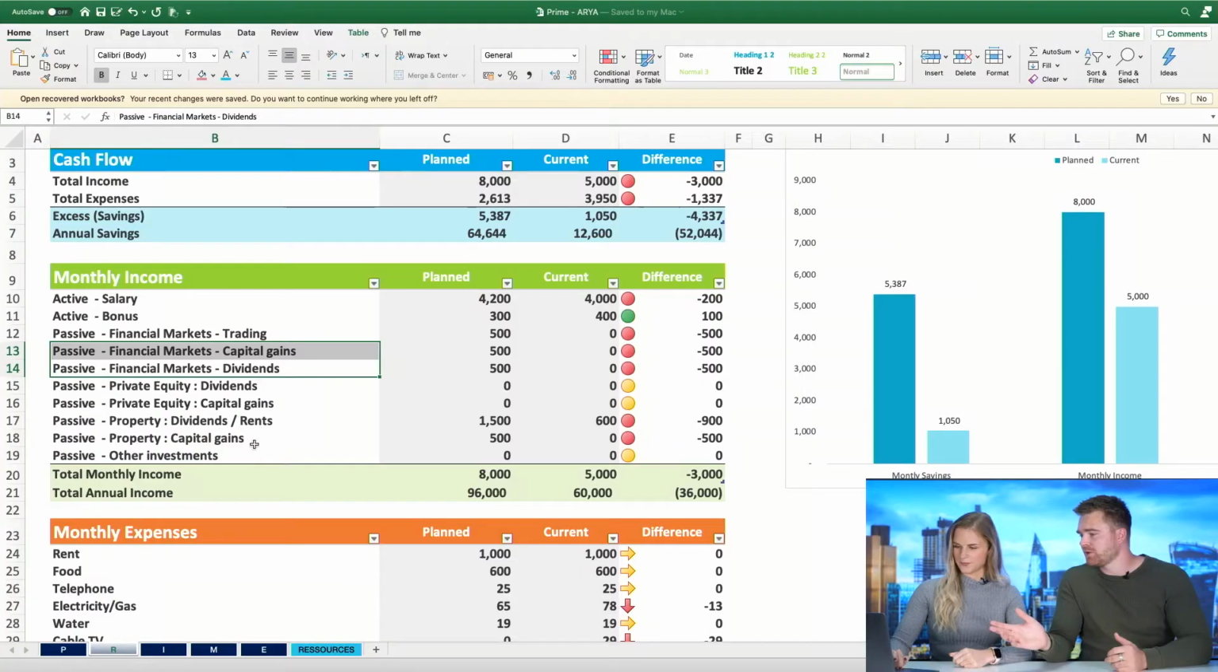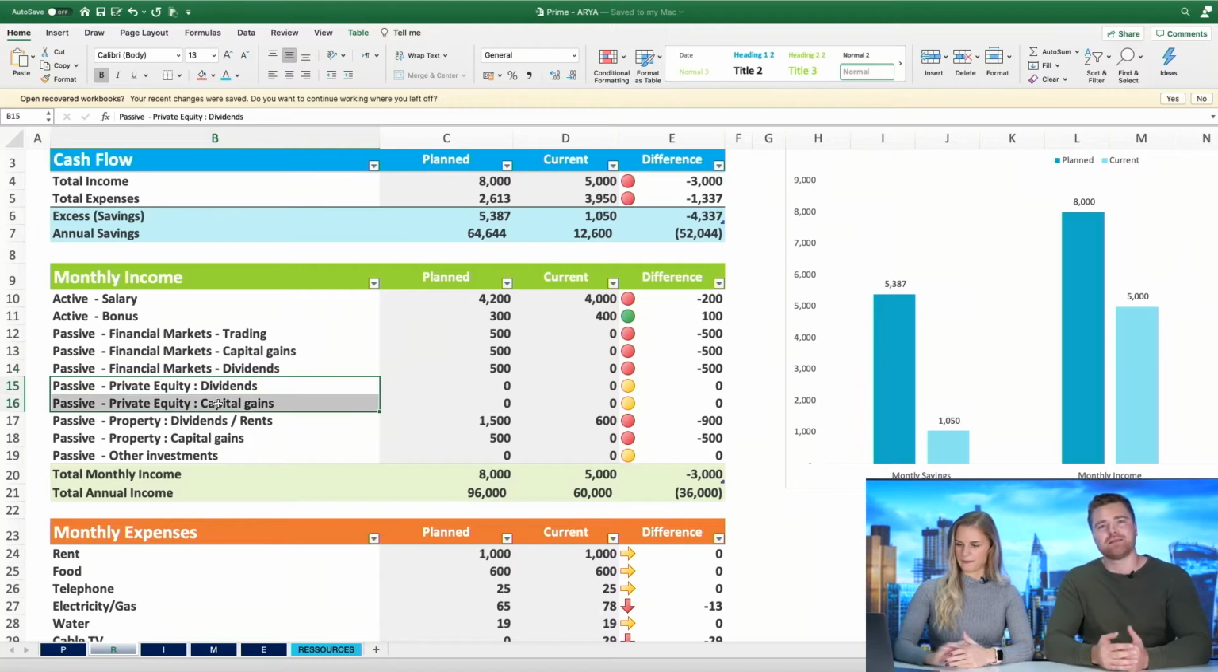Thank you for that. So let's look through private equity. That again, another passive income. Connie? Yes, so we have private equity.